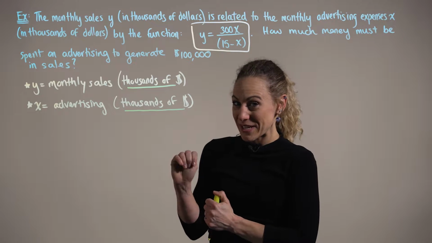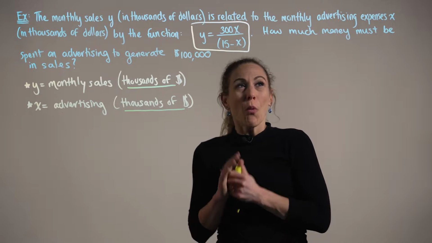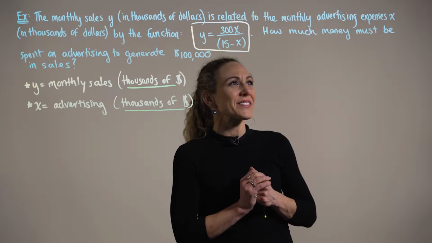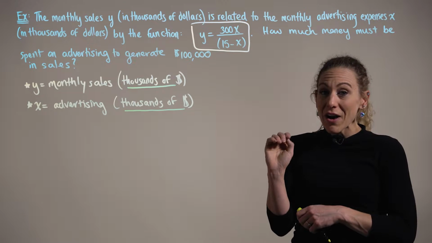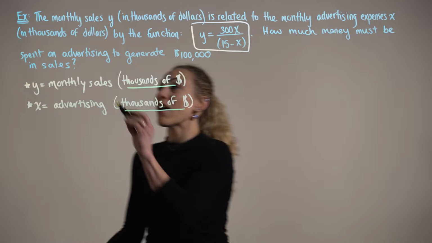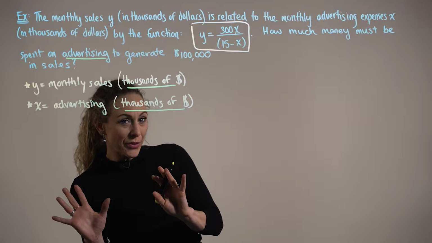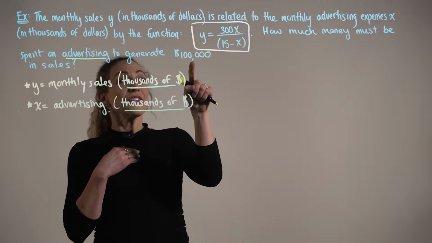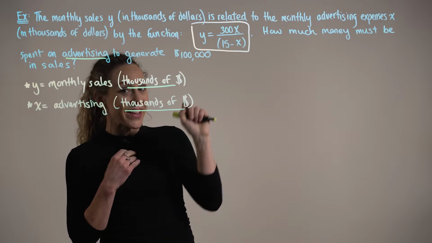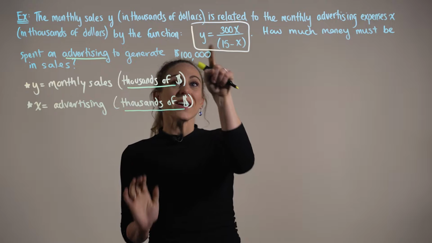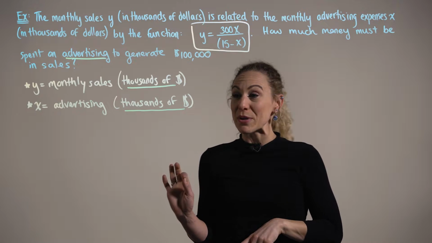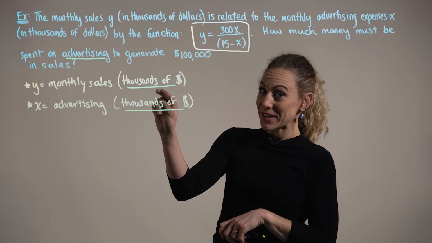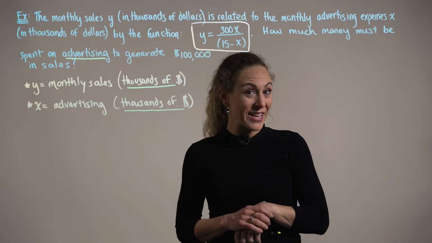So keeping these units and variables in mind, what exactly is this question asking us? We want to know how much money must be spent on advertising. So in other words, X equals what in order to generate $100,000 in sales? This $100,000 in sales is going to be Y, but we need to first convert this to match the defined units.